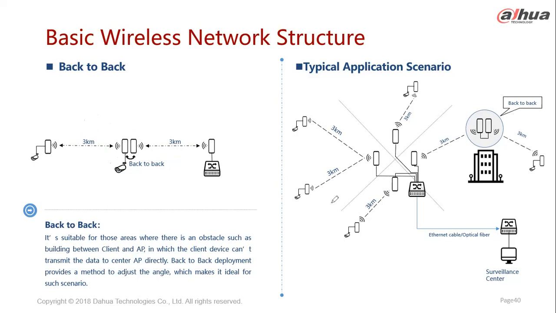Maybe we can check a case scenario, a typical application scenario. We have a road here, if I'm not wrong. We are getting signals from different sites. This one is doing two points to one point. Then we have a switch that connects all these central multipoint devices. Then we can use optical or Ethernet cable, depending on the traffic in the system, to reach the surveillance center.